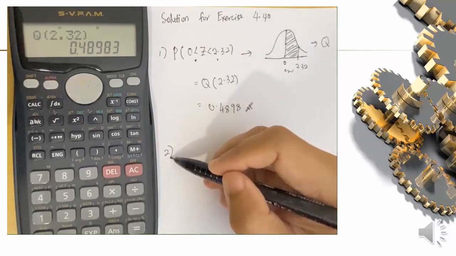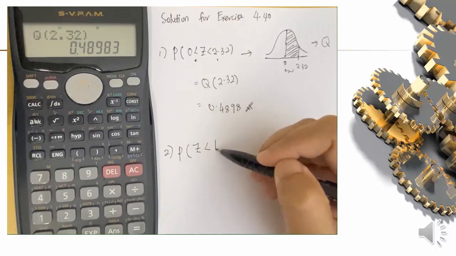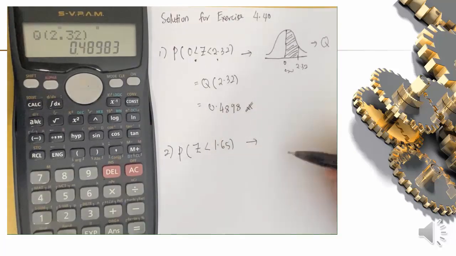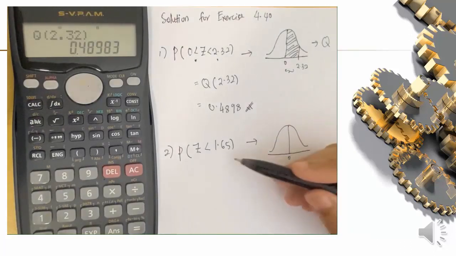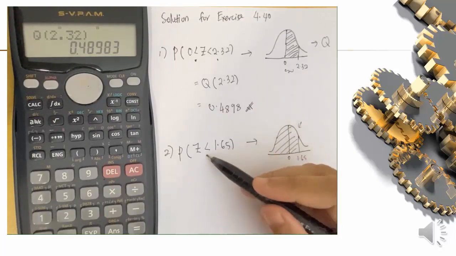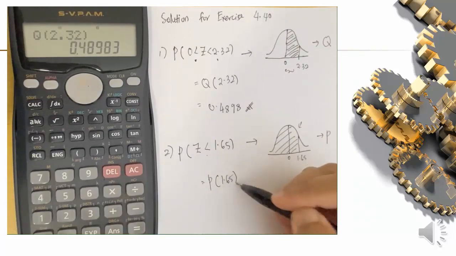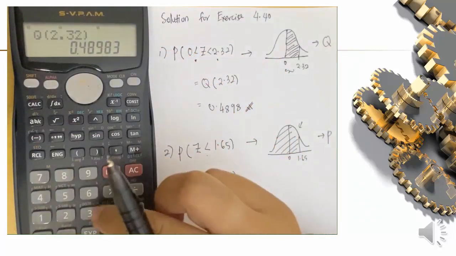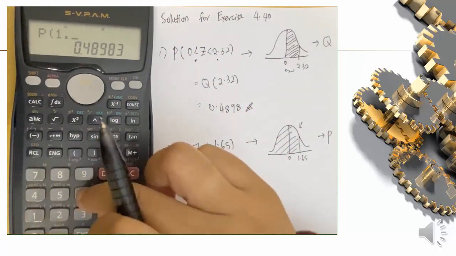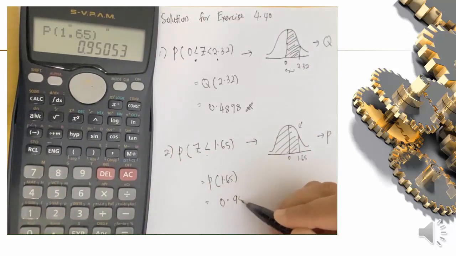Number 2, find probability z less than 1.65. 0. 1.65 is positive, so on this side 1.65, less than, so less than will be here. So because of the less than, we will use P. So P 1.65, shift number 3, P 1.65, close bracket, equal, 0.9505.